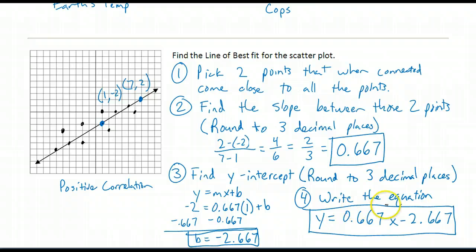Now I can use that equation to predict other answers. If I input a value for x and I do the math, whatever I get for y will be a point on this line, and a point on this line will be a pretty good predictor for this set of data. If I plug in a number for y and I solve for x, that's going to be a pretty good indicator of what's going to happen for this set of data. So the line of best fit is used for predictions.